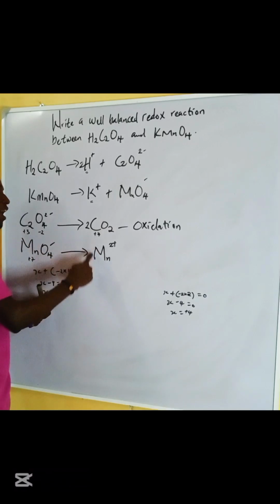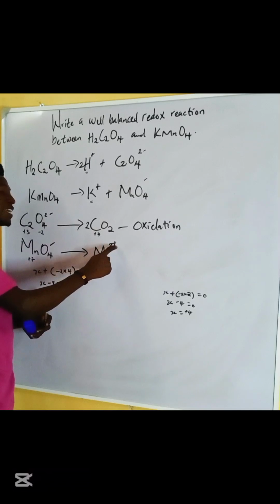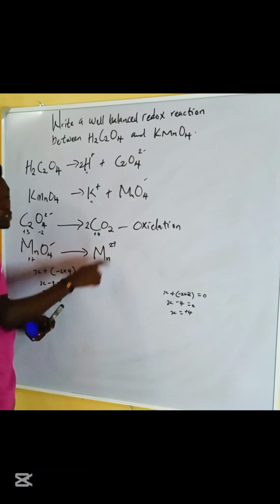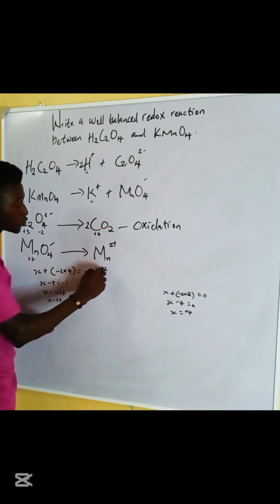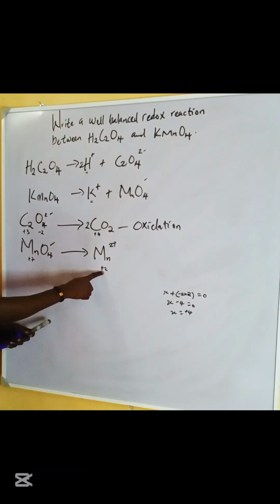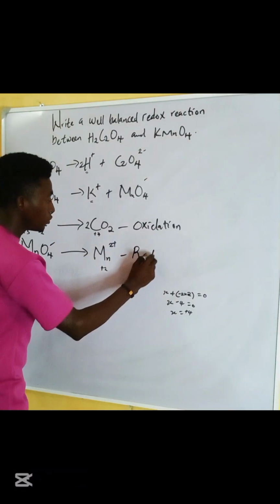Now, when we have a single element or an atom having a charge, the oxidation number of that particular ion is equal to the charge on it. So manganese here is plus 2. So for this, do we say that it increases or it decreases? Of course, we can see it is from plus 7 to plus 2. It actually decreases. And reduction is what? A decrease in oxidation number. So here we have our reduction.